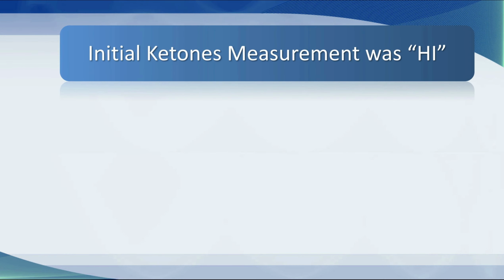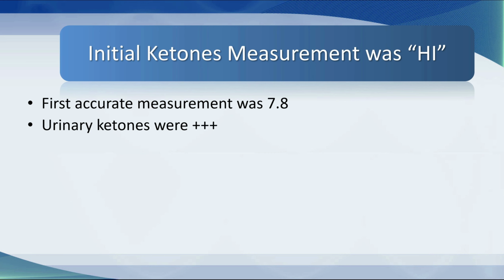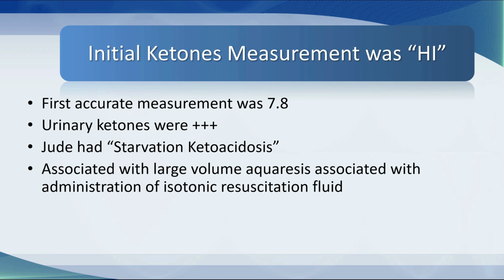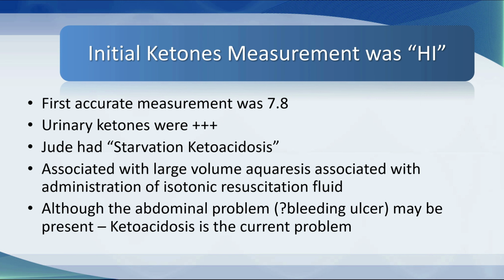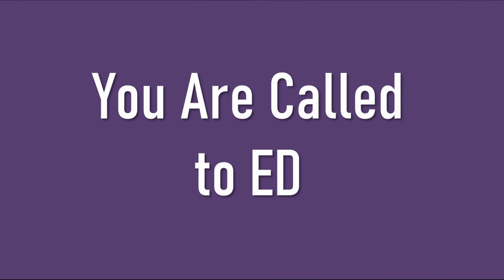The initial ketone measurement was high, but when we first got an accurate measurement, it was 7.8 millimoles per litre. Urinary ketones were +3. So Jude has starvation ketoacidosis, associated with large volume aquaresis, associated with administration of isotonic resuscitation fluid. Now, I covered this in one of my tutorials on hyponatremia, and you can find that at my YouTube channel or at my blog. Although there is abdominal pain and he may well have a bleeding ulcer, ketoacidosis is the current problem and it needs to be resolved.